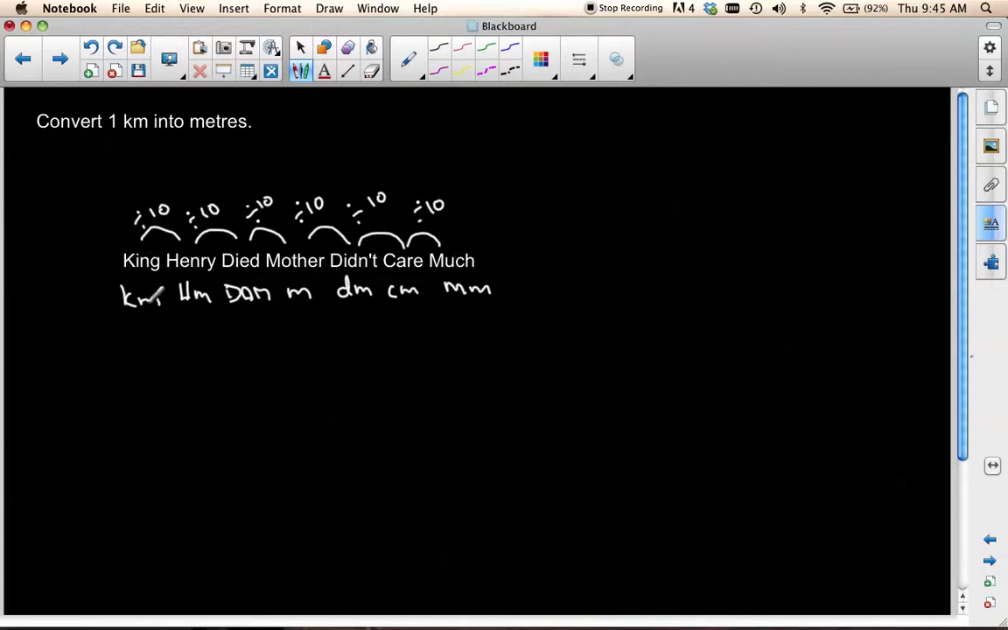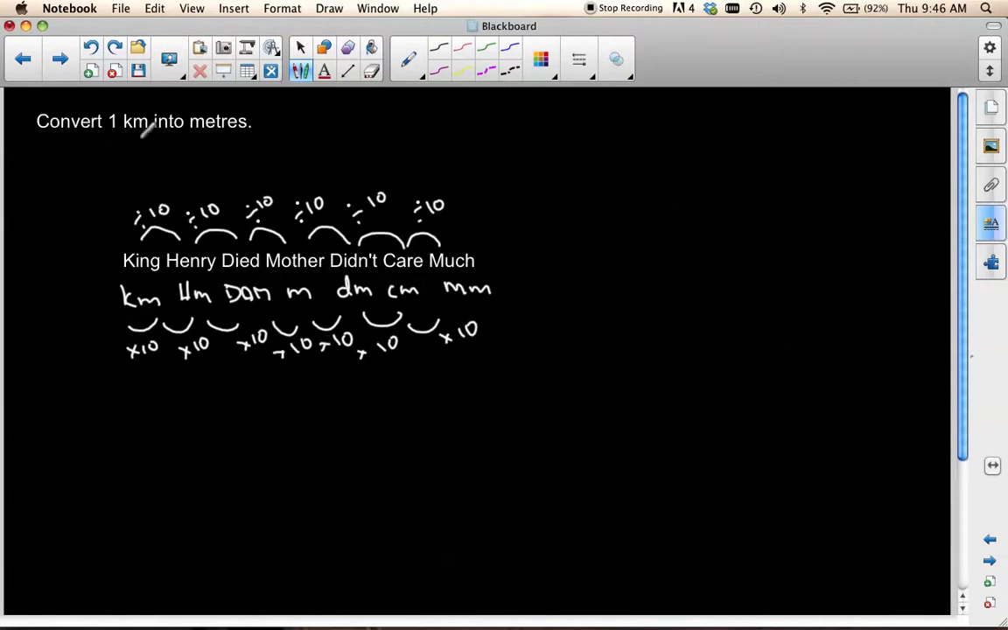But if we're going from a larger unit to a smaller unit, we're going to do the exact same thing, except each time we're going to multiply by 10. Each step we multiply by 10. Every time.